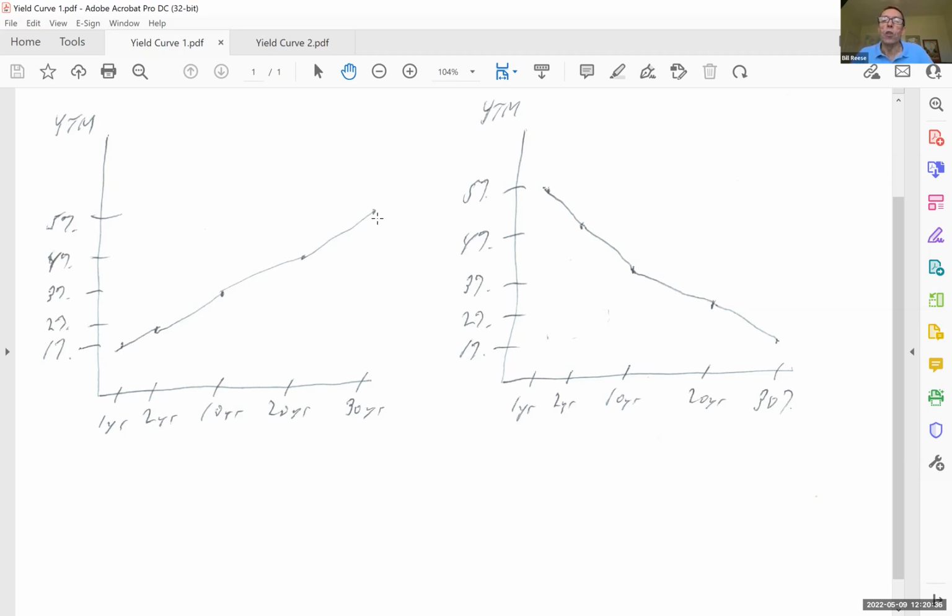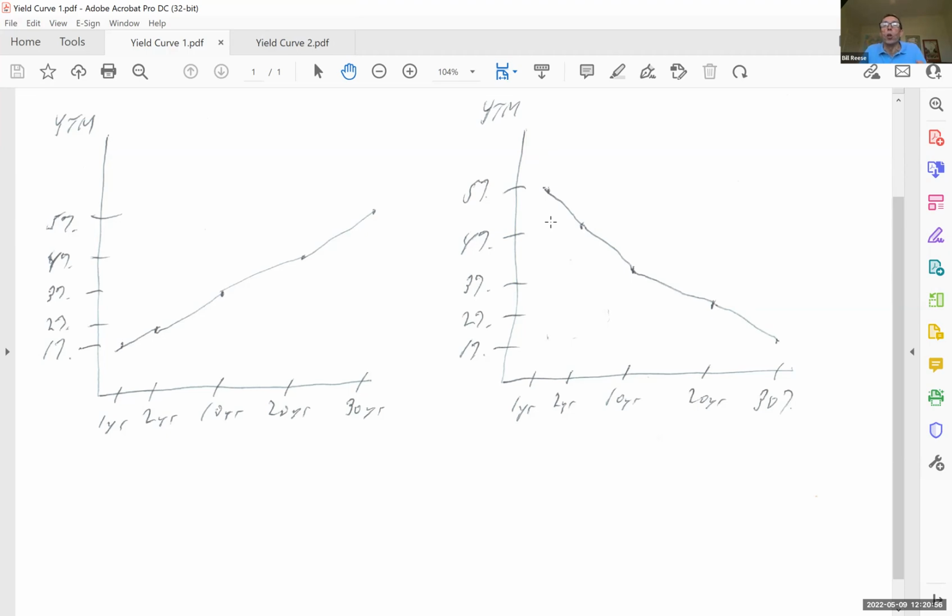How about if we see a downward sloping yield curve? Well, that is an indication that investors expect short-term rates to be coming down from where they are right now. What would cause the Federal Reserve to be lowering short-term rates? If they feel that they need to stimulate economic growth, perhaps because of a recession.